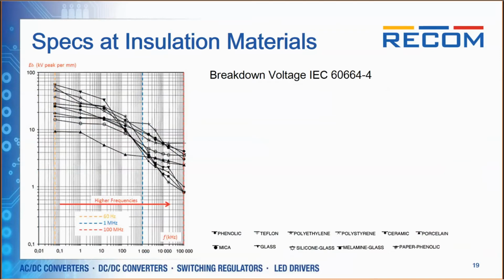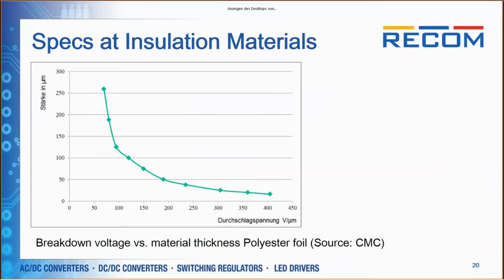So let's look at this. When you look at breakdown voltage versus frequency, at 50 Hertz it is quite high, but it drops dramatically, sometimes even by a factor of 10, when you go up with frequency. Especially in the range of several hundred kilohertz or even a megahertz, it drops dramatically. What is also very interesting is that the thickness of the insulation material has a big influence on the breakdown voltage. This is because thinner materials can be manufactured with fewer failures, and therefore they have a higher breakdown voltage.